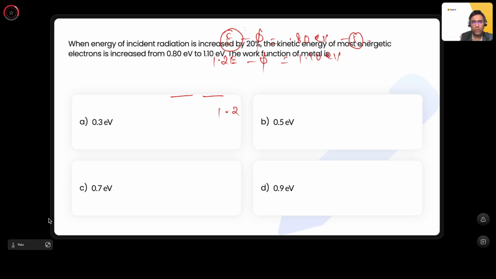So 1.2 into E will become 0.80 plus phi, minus phi is equal to 1.10 electron volt. And when you solve it, you will get phi equal to 0.7 electron volt. So again, an easy question. You have to do what the question has told you.